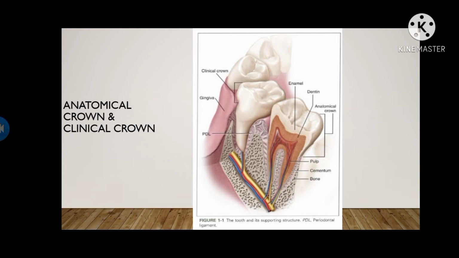Anatomic crown. The anatomical crown is that part of the tooth which is covered by enamel as a whole up to the cemento enamel junction. While a clinical crown is only the portion of the crown which is visible in the oral cavity. Gingiva, or you can say gums, but gingiva is the more appropriate term to use, is covering the neck of the crown, so that portion is not visible. The portion which is visible in the oral cavity is called the clinical crown.